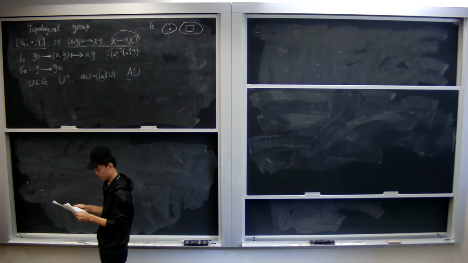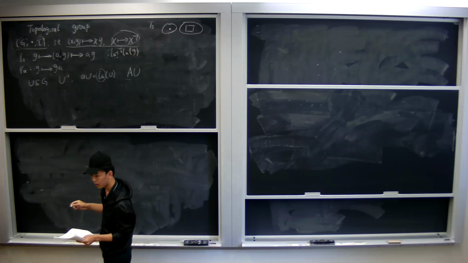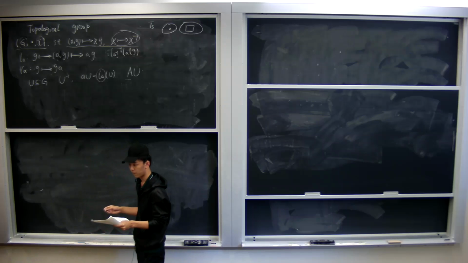But what you want to do is give an example of a Hausdorff topological group. Why not give an example of a topological group? One topological group which is Hausdorff, and another one which is not Hausdorff. Can you give examples of that?